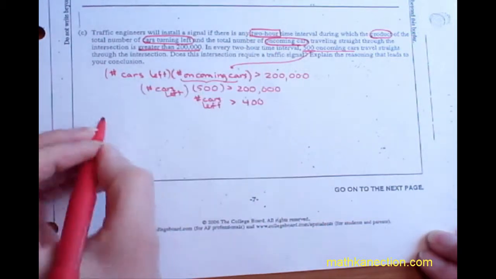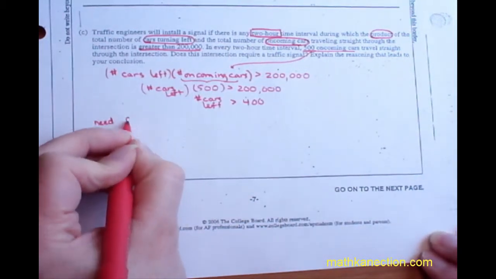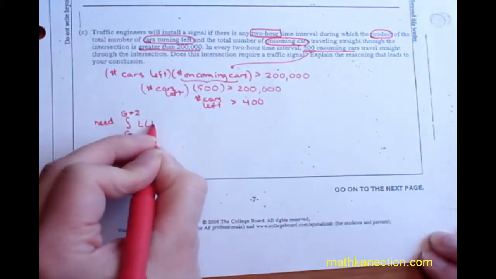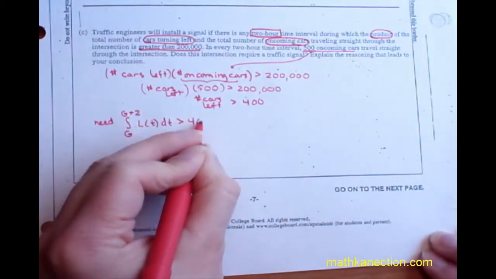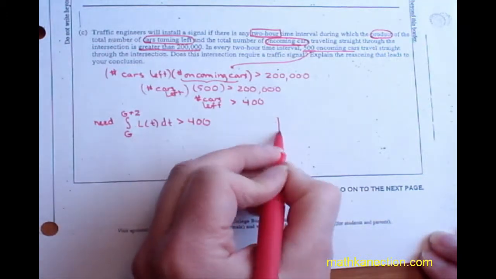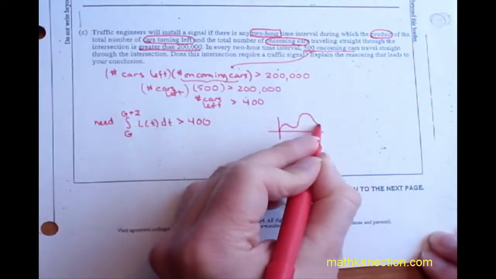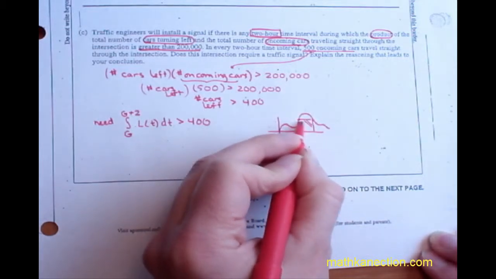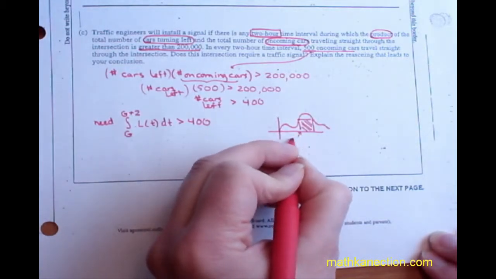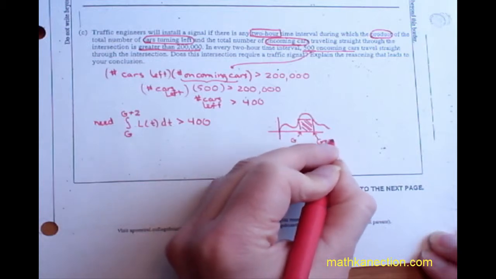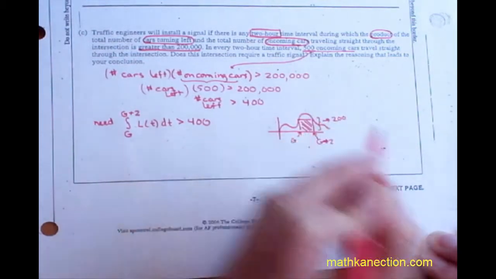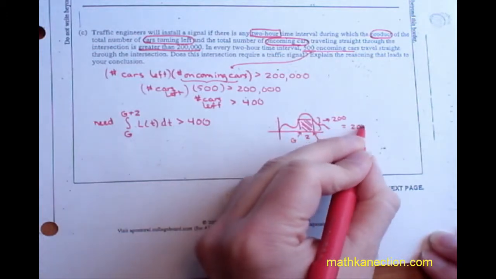We're looking for a 2-hour time interval, so from some time to another time plus 2, in which that integral is going to come out greater than 400. So just picturing the graph, you've got one time and another time that's 2 hours away from that time, and that area has to come out bigger than 400. So if that distance at the bottom is 2, the height would be 200 in order to get 200 times 2, an area of 400.